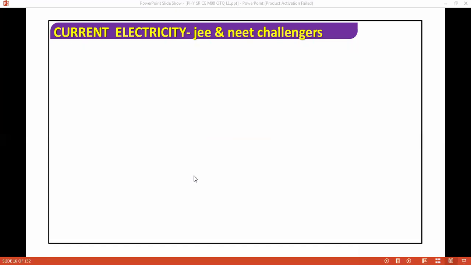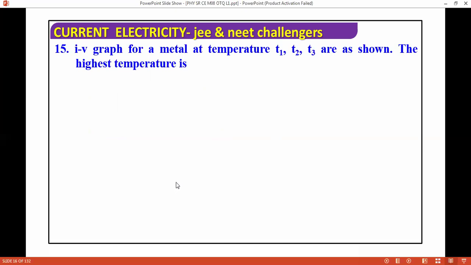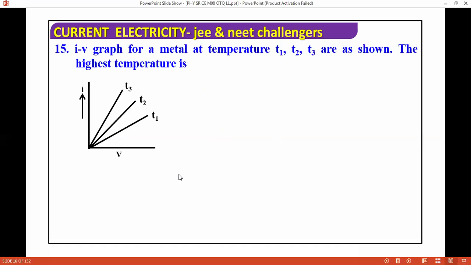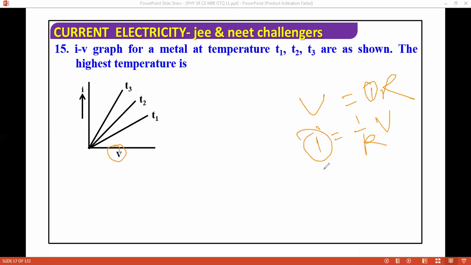Next question we have an I-V graph, and it asks which shows the highest temperature. So basically, how to do these questions? V is what? I into R. Here V is on the x-axis, so you can say I equals 1 by R into V. Now this is Y, this is X, this is m. So the slope will give 1 by R. Take care of this thing.